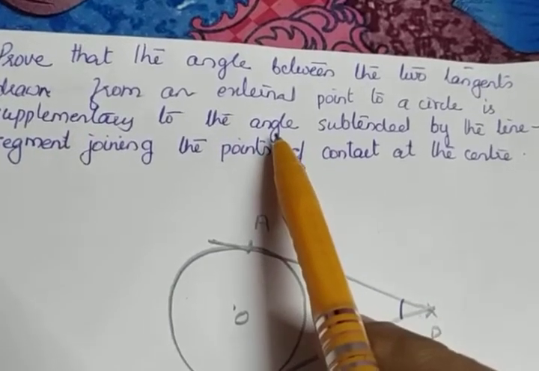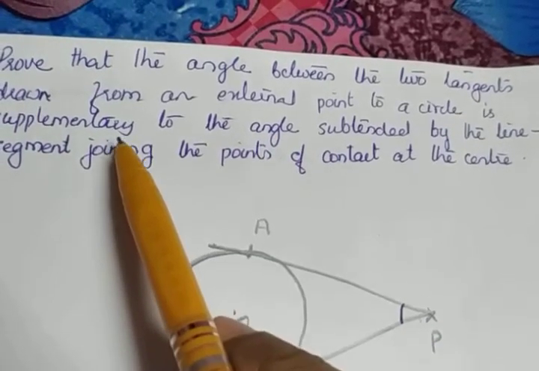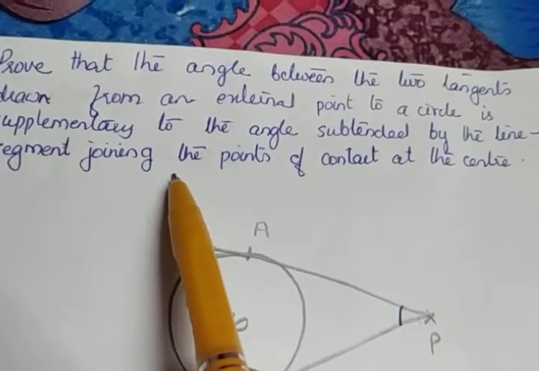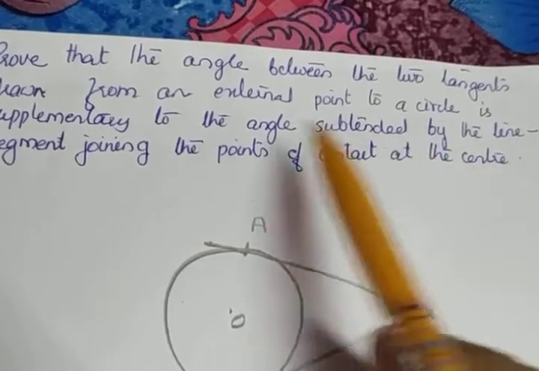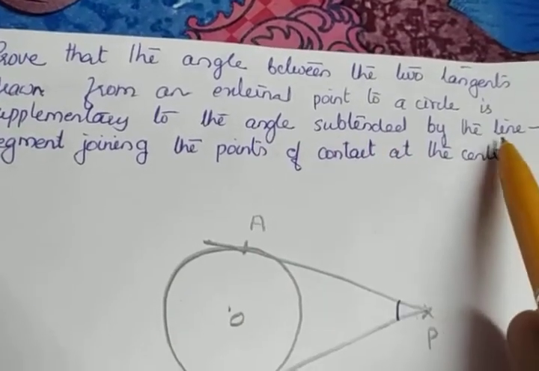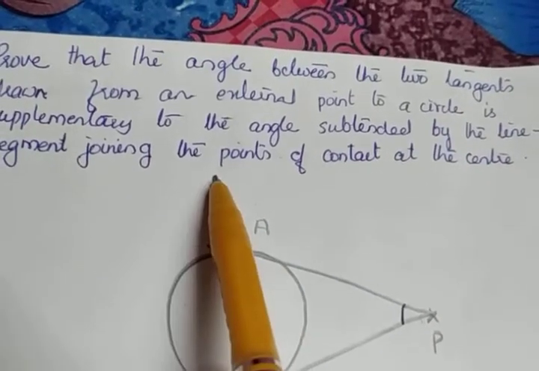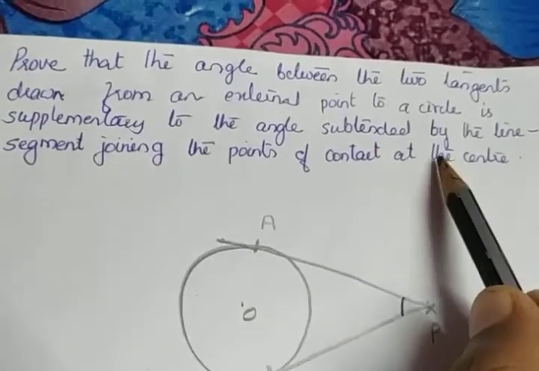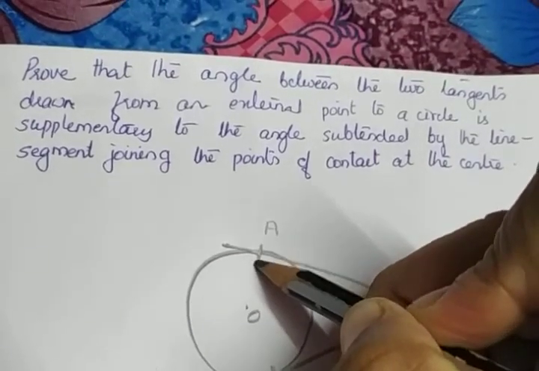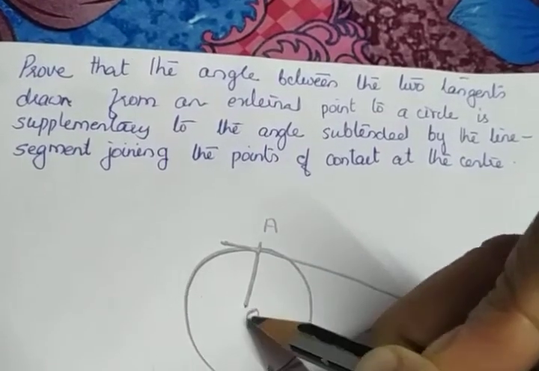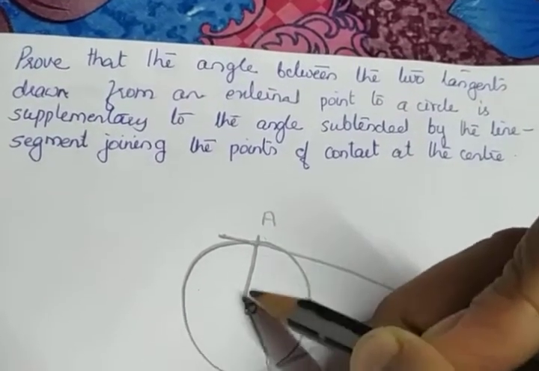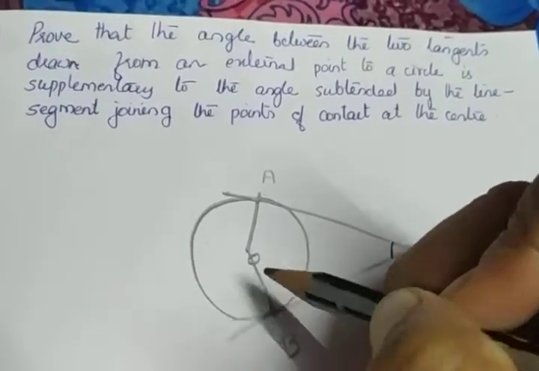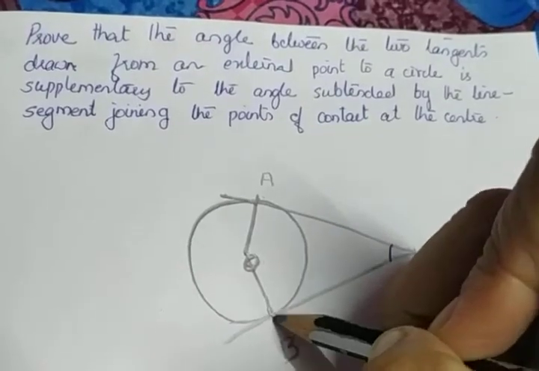And what about the second angle in the question? Supplementary to the angle subtended by the line segment joining the points of contact at the center. Which are the points of contact? A and B. Joining the point of contact at the center means we have to join OA and OB. Point of contact is A, center is O, so the line segment is OA, and here the point of contact is B, center is O, so the line segment will be OB.